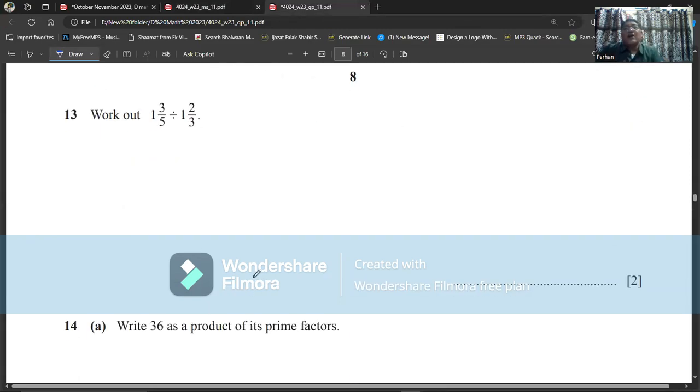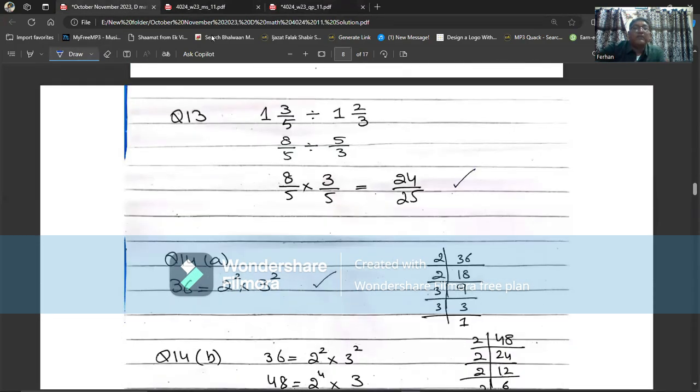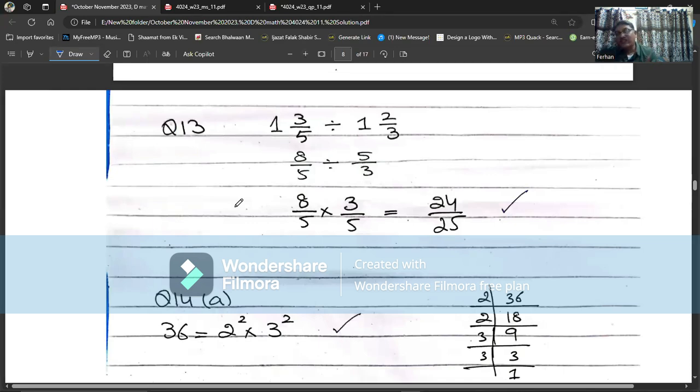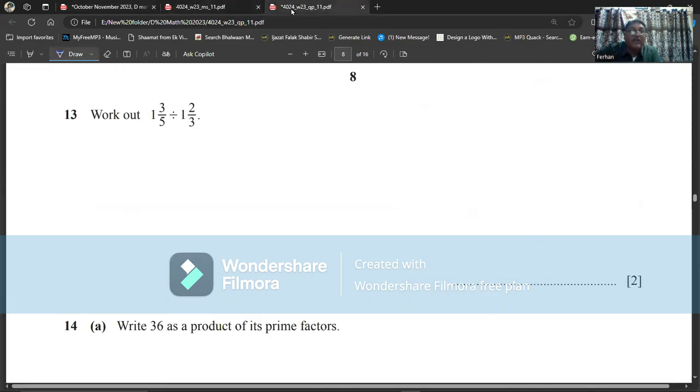Question number 13. Work out 1 whole 3 by 5 divided by 1 whole 2 by 3. I will convert these mixed fractions into improper fractions, and then we will solve it. The first fraction will become 5 ones are 5, 5 plus 3, that's 8, 8 by 5, divided by 3 into 1 is 3, 3 plus 2 is 5, 5 by 3. Then I will convert the divide sign into a multiplication sign, and the fraction after the division sign will flip. So it will become 3 by 5. So you can see it will become 24 by 25. 24 by 25 is the right answer.